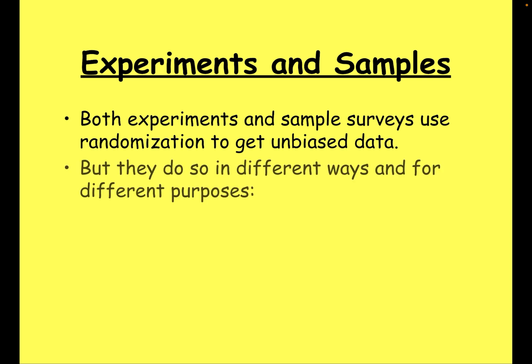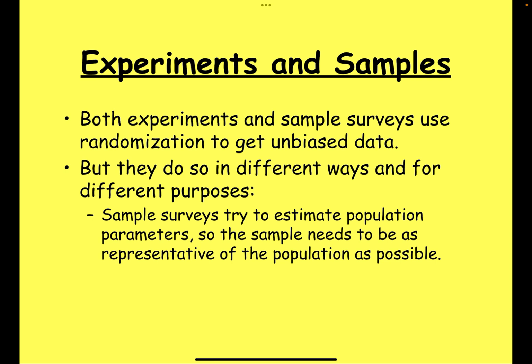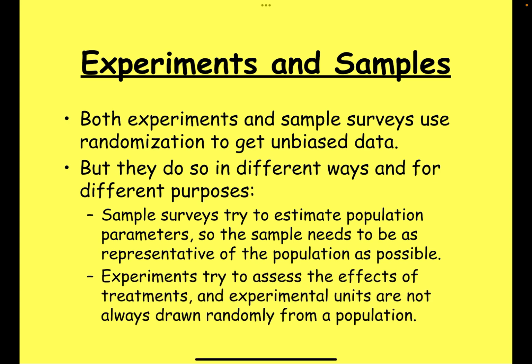In addition, they differ in different ways for different purposes. Surveys are to estimate population parameters, so the sample needs to be as representative of the population as possible. However, experiments try to assess the effects of treatments, and experimental units are not always drawn randomly from a population. Sometimes we are specifically choosing a certain set of people to see how those treatments affect a particular group. So, experiments and samples: similarities and differences, focusing on this slide.